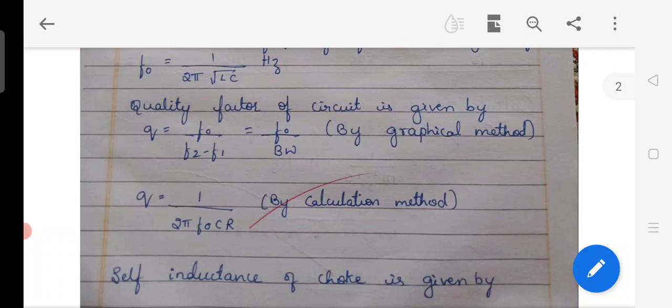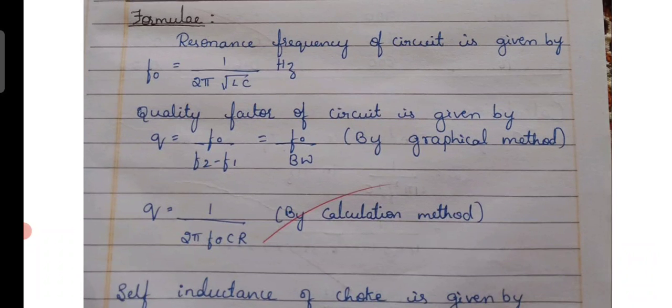F2 and F1 are the cutoff frequencies, and Q is also given by F0 divided by BW, which is nothing but bandwidth. The difference in frequency of those two cutoff frequencies F1 and F2 is known as bandwidth. Bandwidth is the difference in the frequency of the two cutoff frequencies. Hence its alternate formula is given as F0 divided by bandwidth, BW.